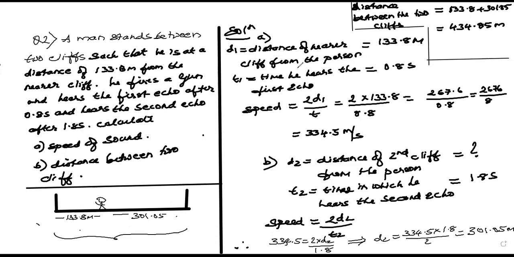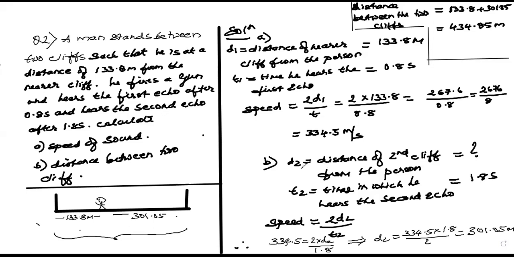So D1, the distance of the nearer cliff from the person, is 133.8 meters. T1 is the time he hears the first echo, 0.8 seconds. So what is the speed, children? 2D1 upon T1. Always remember, in an echo example, speed is given by 2D upon T. So 2 into 133.8 divided by 0.8. This becomes 267.6 divided by 0.8, 2676 divided by 8. So how much do you get? 334.5 meters per second.